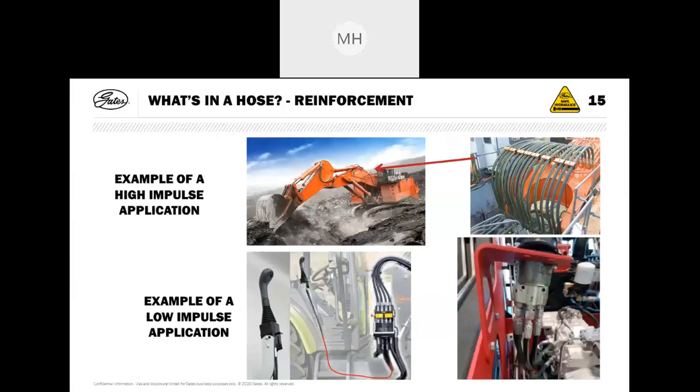In the example of some high pressure applications, in the top 2 images, you've got an excavator, which is a rather large mining piece of equipment with a series of boom arch hoses. These are obviously large bore and high pressure, high impulse applications. In the lower 2 pictures, you have some pilot lines coming off the joystick on the excavator for controlling the movements of everything on the machine. These are low impulse applications.